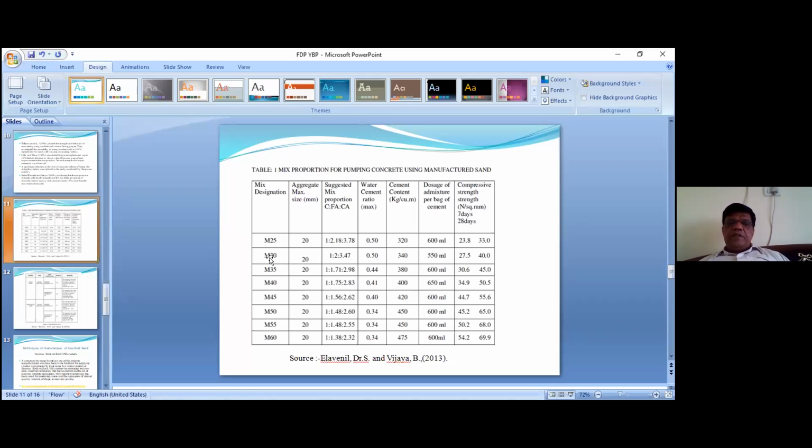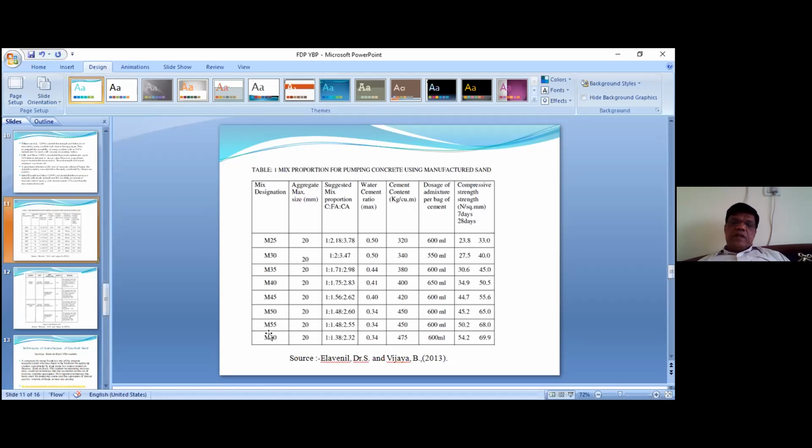Similarly, M30. So this is the suggested mix proportion, and the compressive strength is well beyond the target. Gradually they have reduced the water cement ratio and increased the cement content, and for M60 it is 475. So what I mean to say is that comfortably we can achieve strength up to M60.